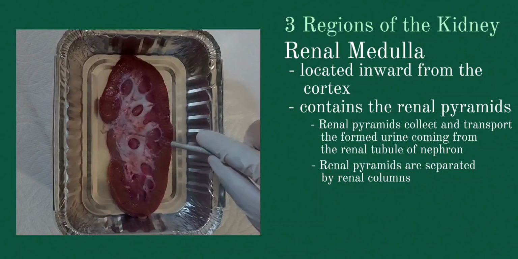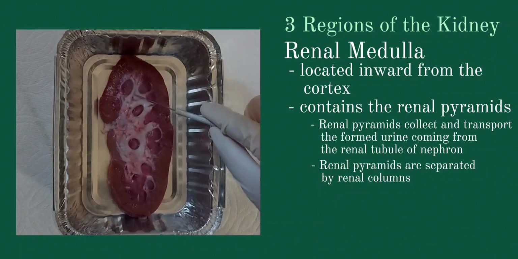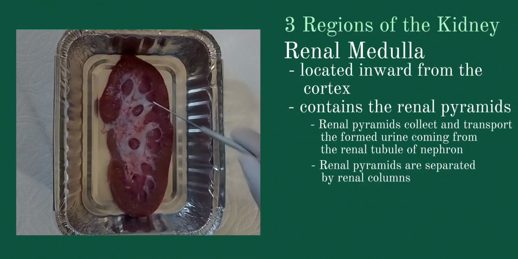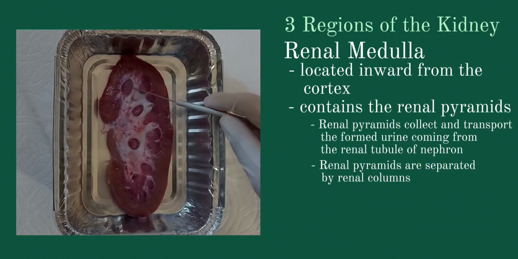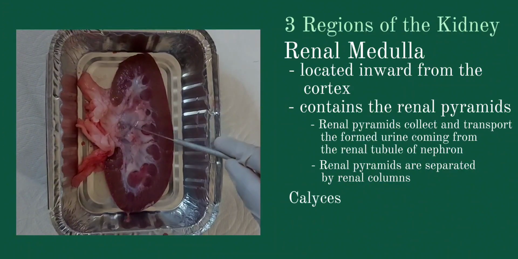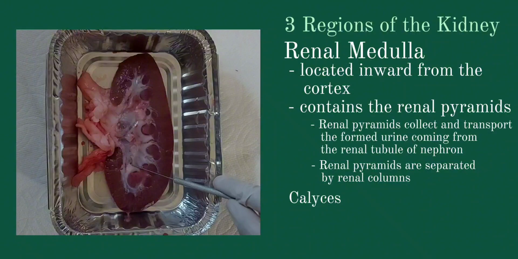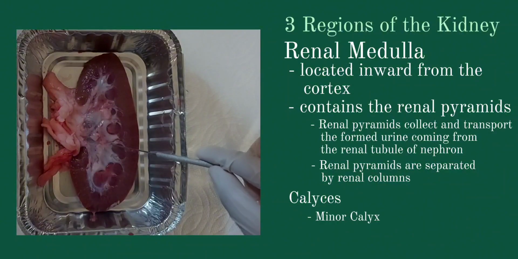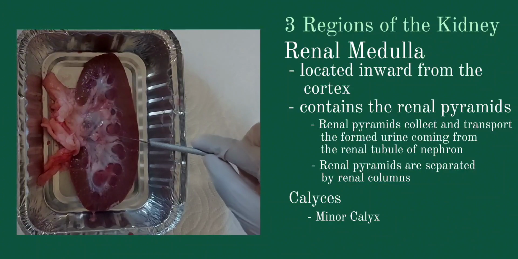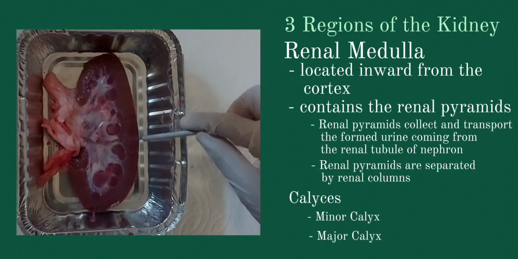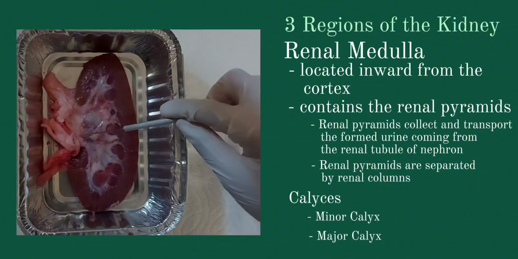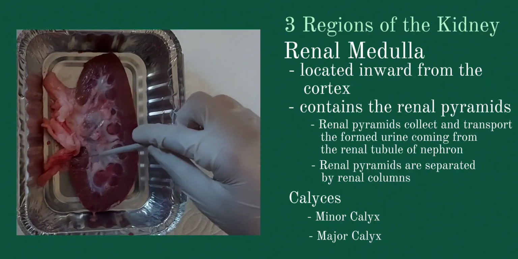We can now also see the internal vessels. The renal columns contain middle-sized arteries and veins that carry blood between the nephrons in the cortex and the renal artery and vein. We can also see the white part. This is the calyces, which is divided into two. The minor calyx, which surrounds the renal papillae of each pyramid and collects urine from the pyramid, and the major calyx, where the urine passes before going through renal pelvis and to the ureter.